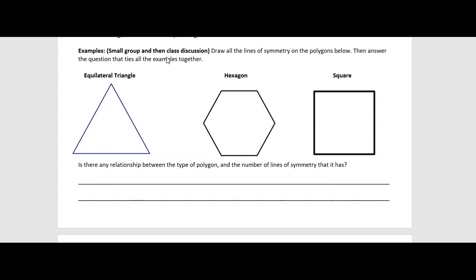And you can think about a line of symmetry as splitting the polygon into two halves that are congruent. That's a general way of describing a line of symmetry. So I'll give you the first one just to show you what we're talking about if you're completely unsure.